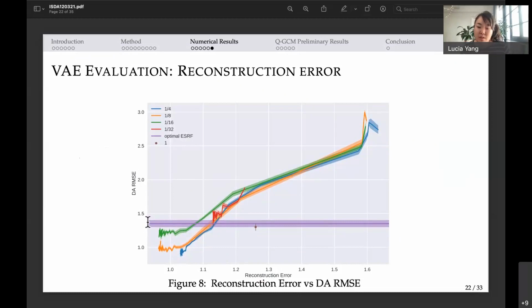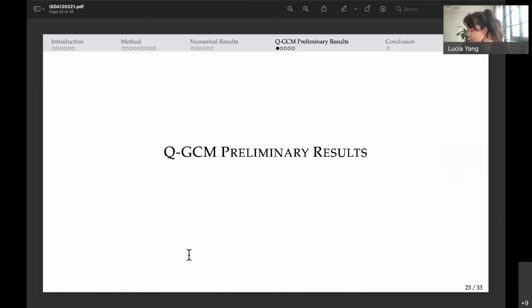And what's really interesting is that even though the quarter patch, which is the largest patch that I used, has a larger reconstruction error than the 8th patch and the 16th patch sized VAEs, it still gets the best data assimilation RMSE. So it seems that there is some more work to be done about how to choose what patch sizes you could be using. And I guess I don't have too much time, so maybe I'll just skip this.